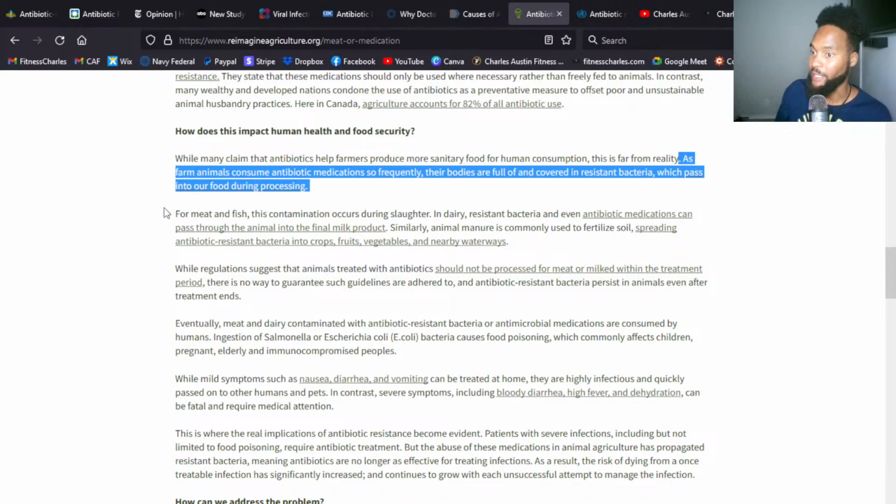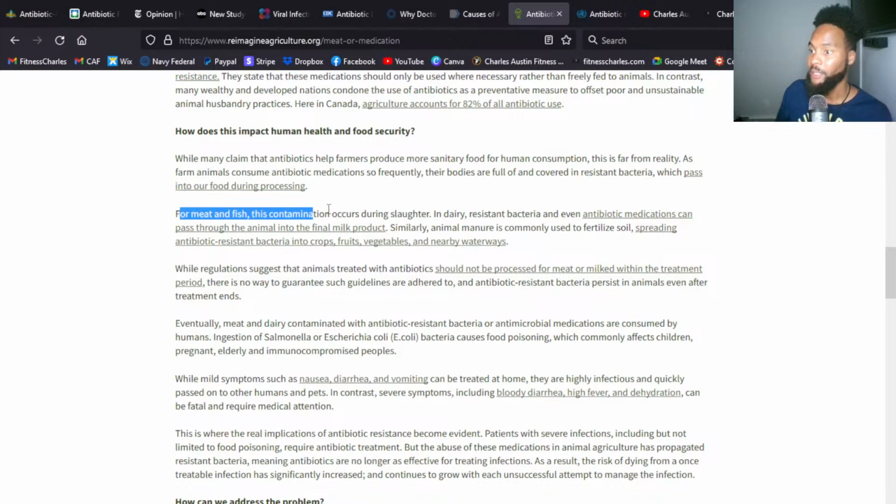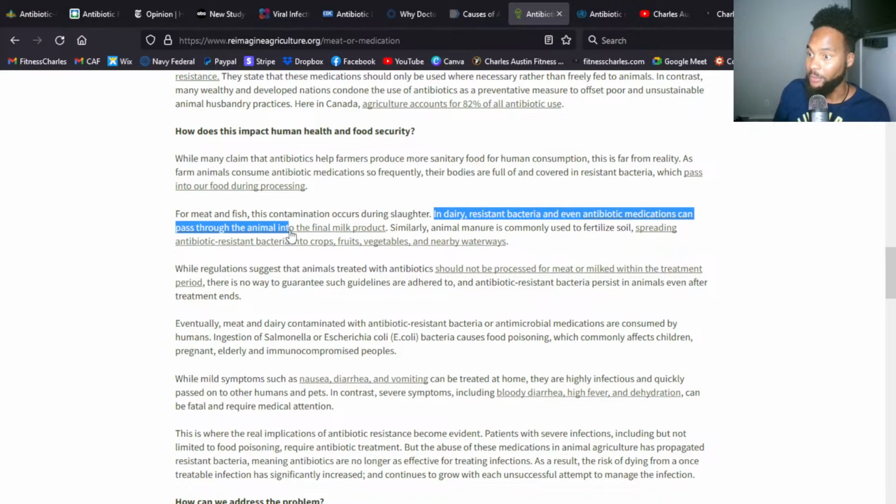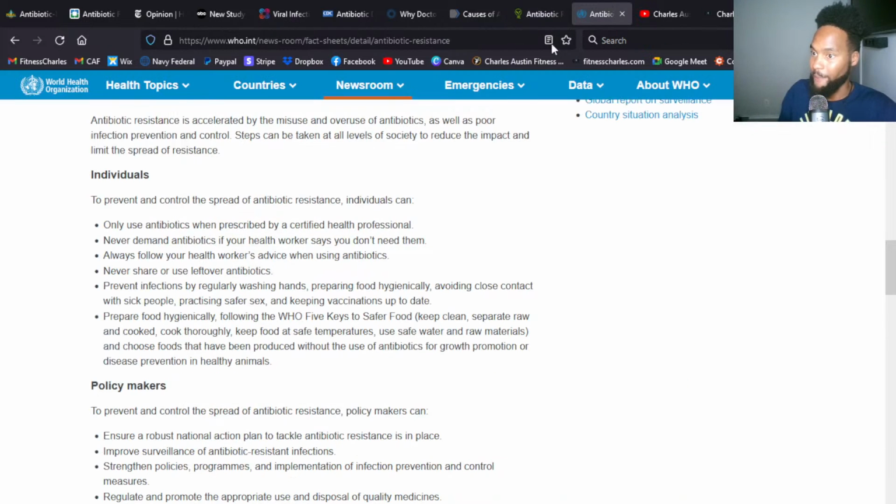Okay? So again, as it goes on here, for meat and fish, this contamination occurs during slaughter; in dairy, the bacteria, even the antibiotic medications, can pass through the animal into the final milk product. So again, they're going to sell you on the fact that they're doing this to make sure that the animals are clean, healthy, and free from infection. But in fact, it's actually causing more of the problem, right?